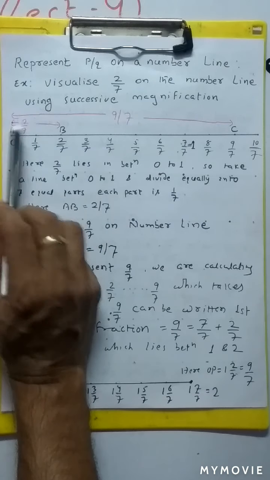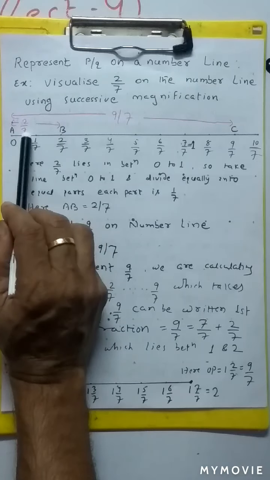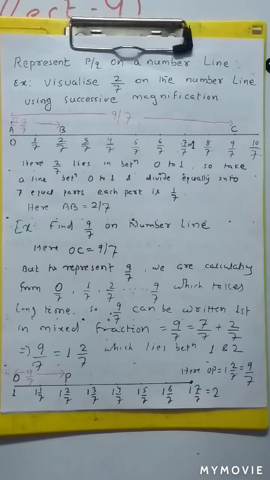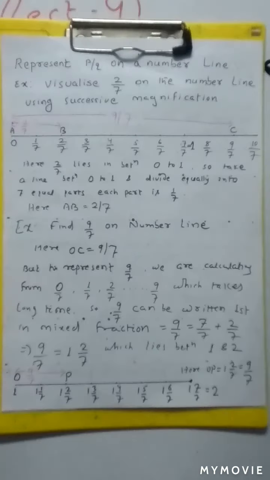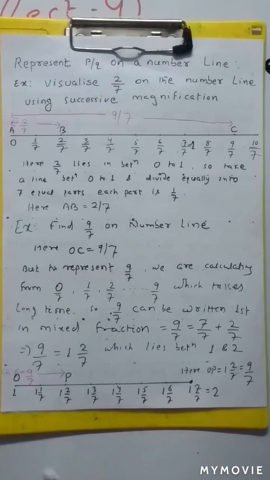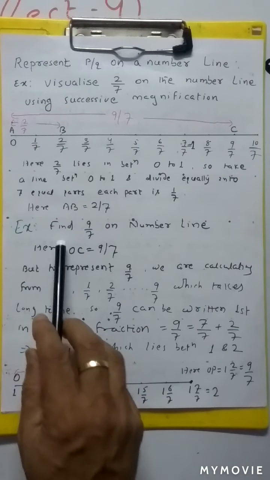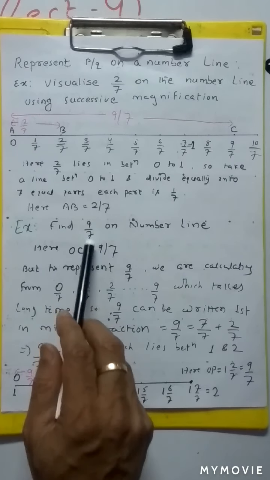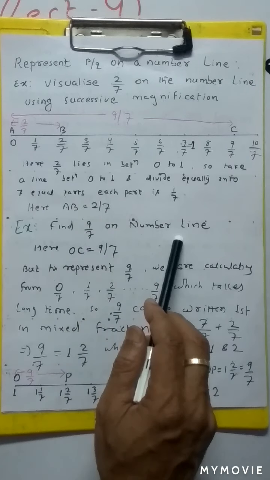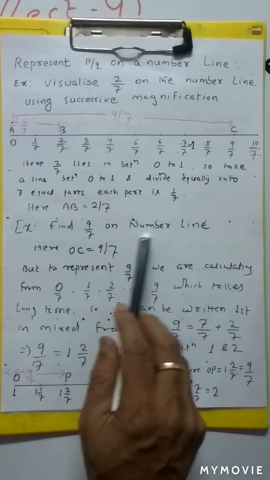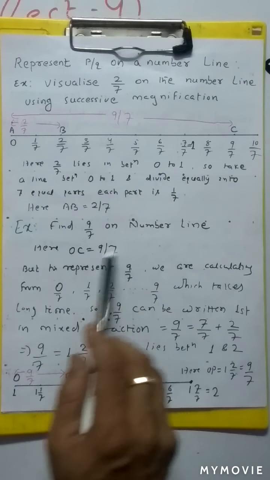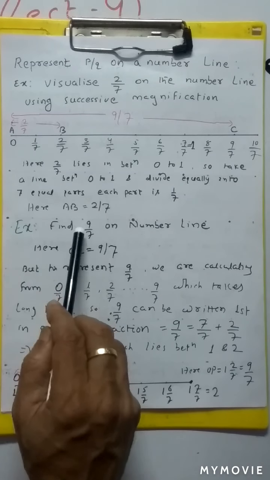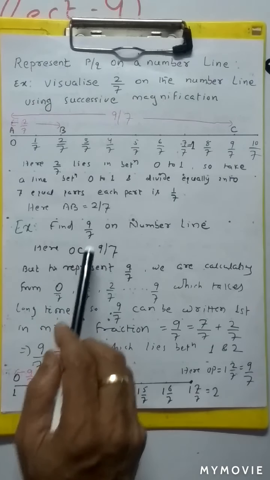Then each part will be 1 by 7. So from this to this is 1 by 7. This is 2 by 7, 3 by 7, 4 by 7, like this. We have to visualize 2 by 7 on the number line. Here A indicates 0, this point is 1 by 7, and this B represents 2 by 7. So we are taking two equal parts, which means 2 by 7. So if we measure from A to B, this will give 2 by 7.